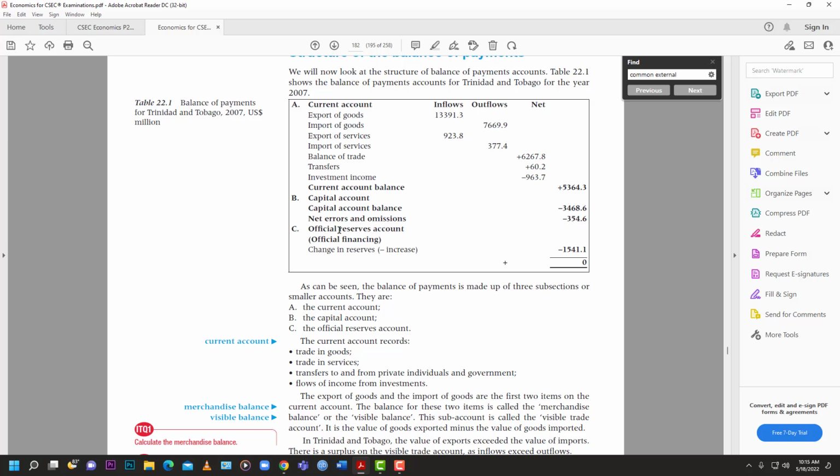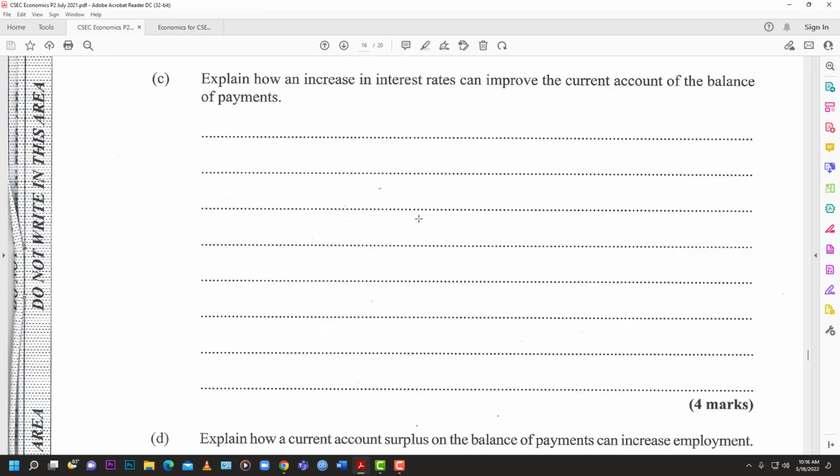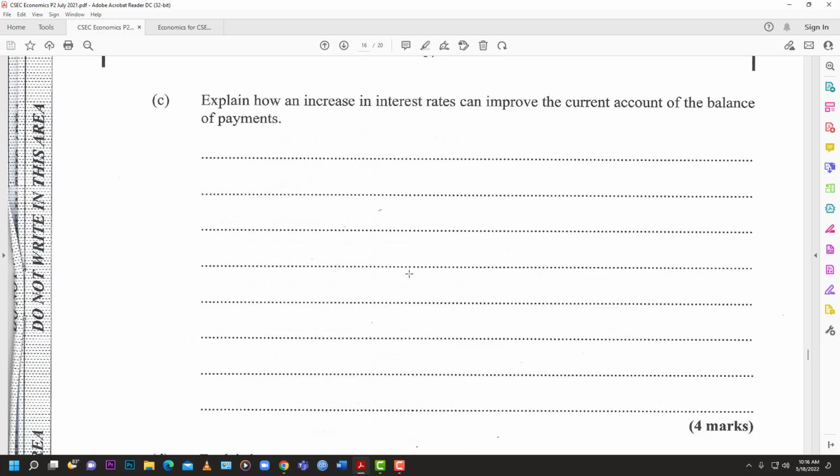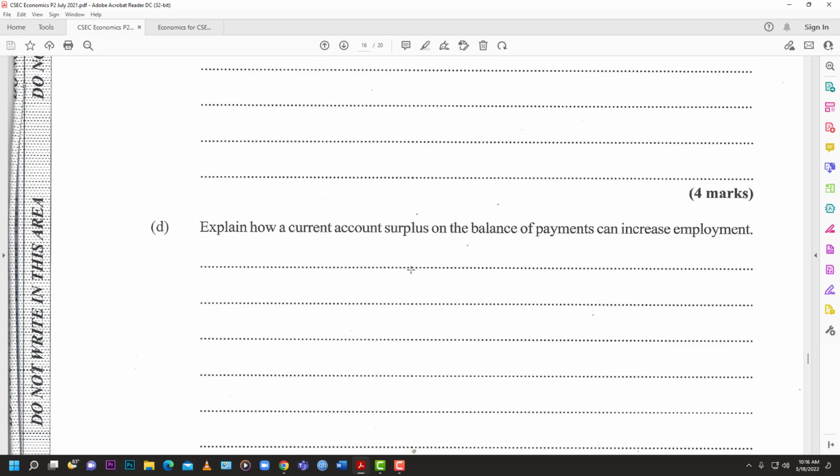So when people got a lot of extra money, they would import more. And so if you increase the interest rates, that makes money more expensive. And so not many persons are going to go to the bank for a loan to buy that new car, or buy that new washing machine, or import stuff, right? So that is how an increase in the interest rate can improve the current account of the balance of payments. 4 marks for that one. And of course, this was discussed in a previous video, so you can go back and look at that video.